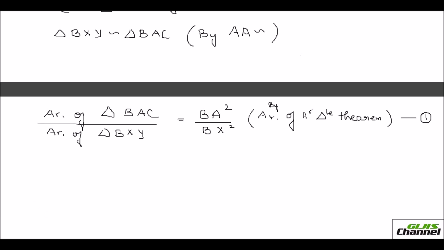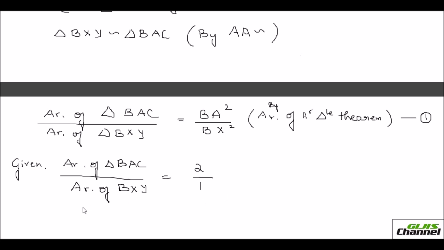Now I just proceed. But what is given? Given that area of triangle BAC over area of the smaller triangle BXY. So they say the area of the bigger triangle is twice that of the area of the smaller triangle, right? So it is 2 over 1. It is in this ratio, 2 is to 1 ratio here, okay? So 2 over 1. I take this as equation 2.